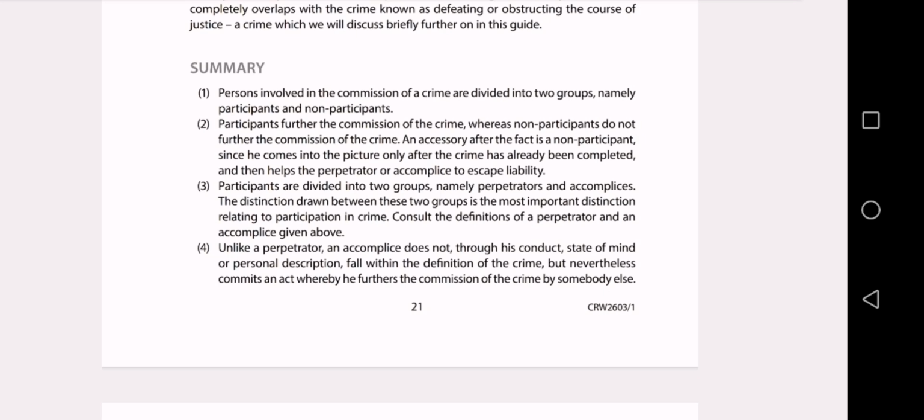Participants are divided into two groups, namely perpetrator and accomplice. The distinction drawn between the two is the most important decision relating to the participants in the crime. Consult the definition of a perpetrator and accomplice given above. Unlike a perpetrator, an accomplice does not, through his conduct, state of mind, or personal description, fall within the definition of a crime, but nevertheless commits an act whereby he furthers the commission of the crime by somebody else.